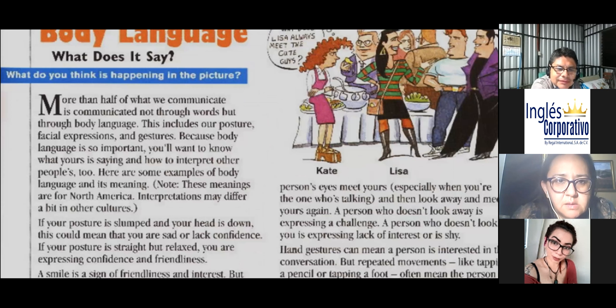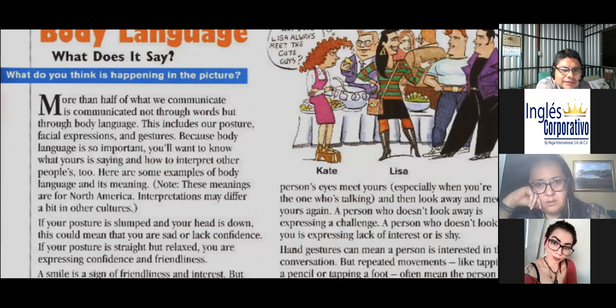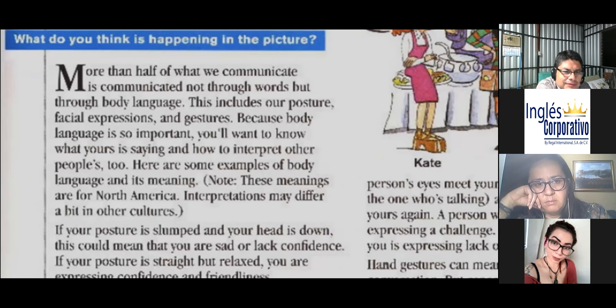More than half of what we communicate is communicated not through words, but through body language. This includes our posture, facial expression, and gestures. Because body language is so important, you want to know what you are saying and how to interpret other people's too. Here are some examples of body language and its meaning. These meanings are for North America; interpretation may differ a bit in other cultures.